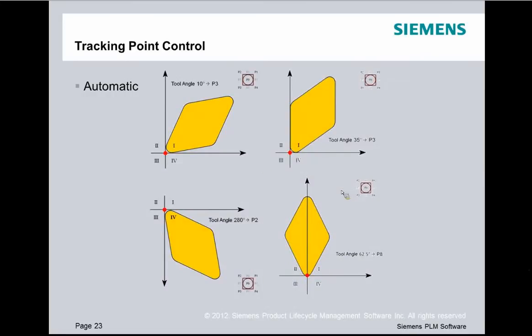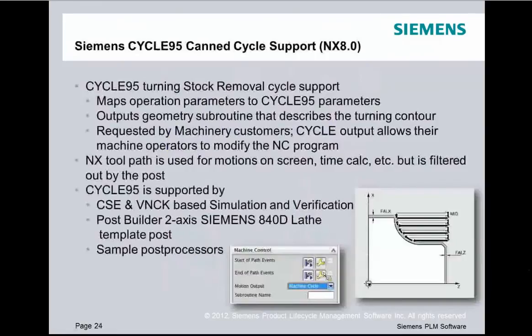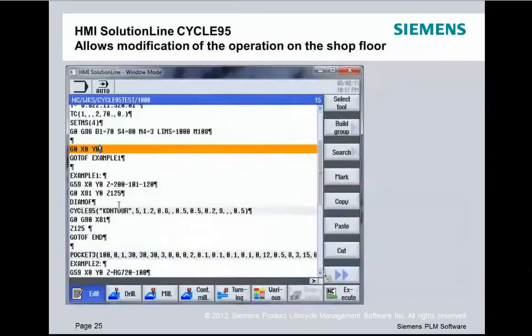This tracking point change depends on where the tool is within the definition of the axis. As long as it stays within a quadrant, it will not switch the tracking points. As soon as it starts switching over to other quadrants, the tracking point will be moved around.